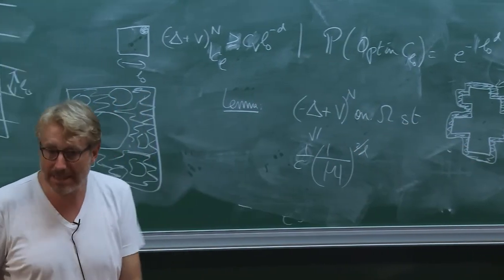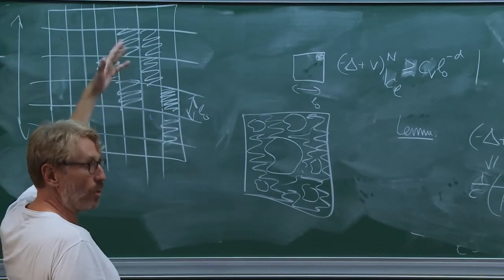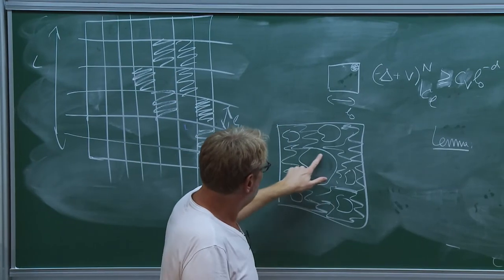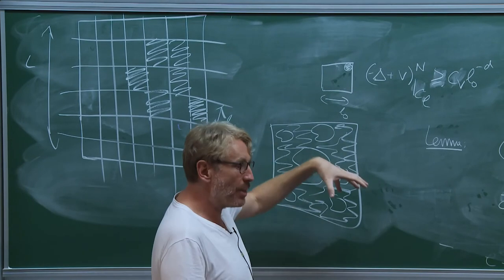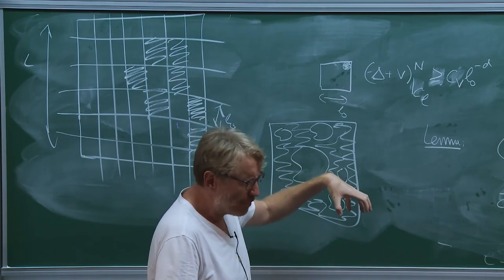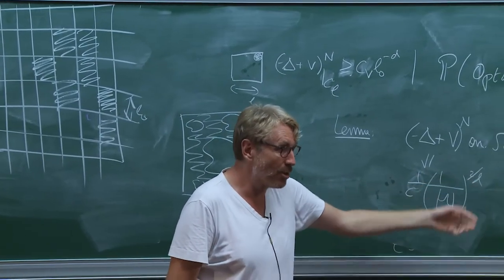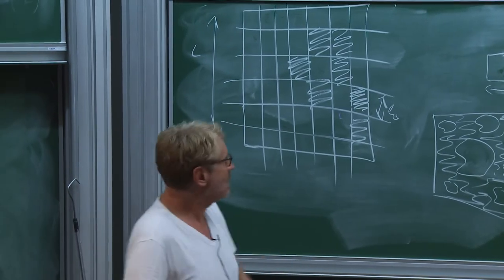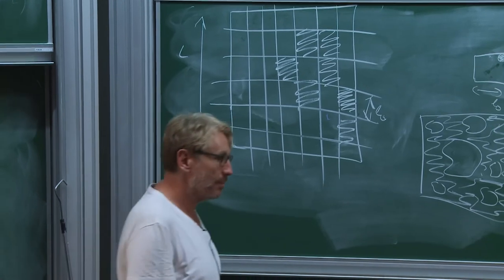But nevertheless, this tells you that if you want to look at low-lying eigenvalues, which is what we want to do in our system, you need only to look for the clusters or the clearings that are very large. You need the volume to be large. If you want this to be small, the volume needs to be large. White clusters. Exactly, the white ones. The ones that are free of potential.